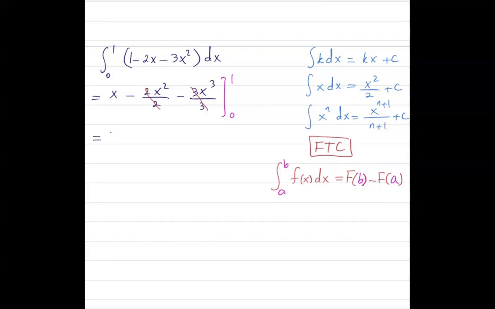So you have 1 minus 1 squared minus 1 cubed. And if you plug in 0, you get 0 minus 0 squared minus 0 cubed. But this is just 0 all the time. So this becomes 1 minus 1 minus 1. If you cancel out 1 and -1, you get -1 back as the result of this integral.